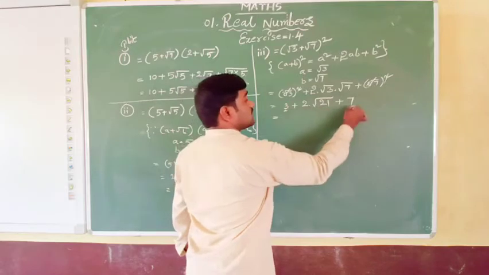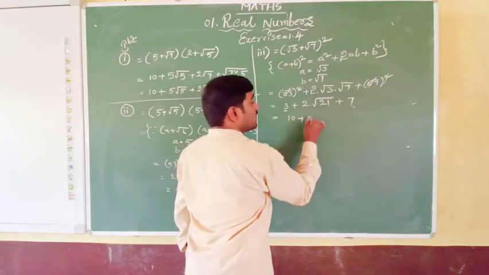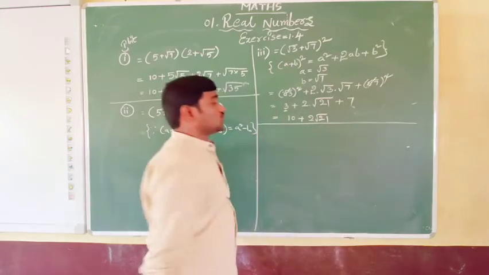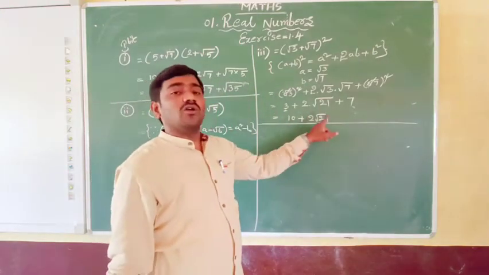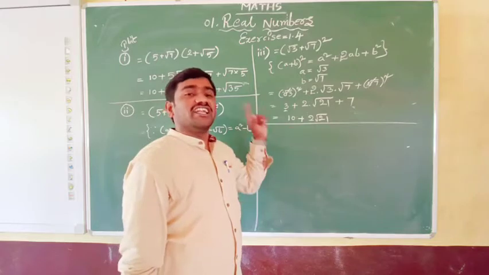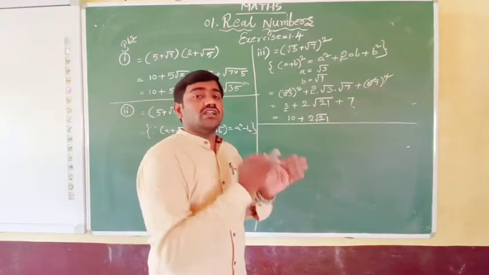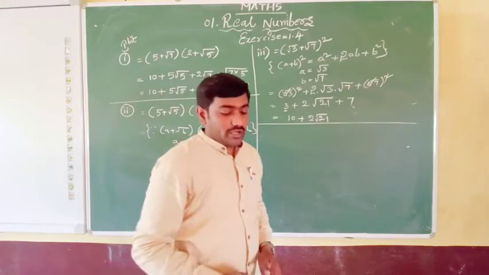So here 3 plus 7 will give us 10 plus 2 root 21. 10 plus 2 root 21. Here, 10 plus 2, 12 root 21, we should not write. Here 10 is a rational number, 2 root 21 is an irrational number. We cannot add one rational and one irrational number. This you need to remember.